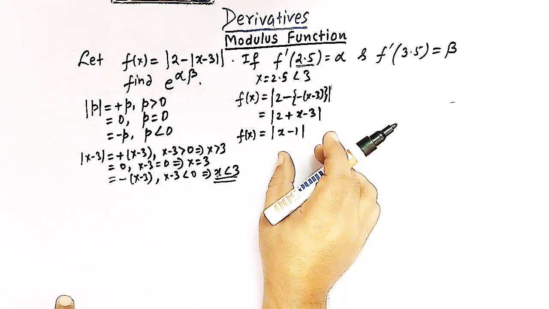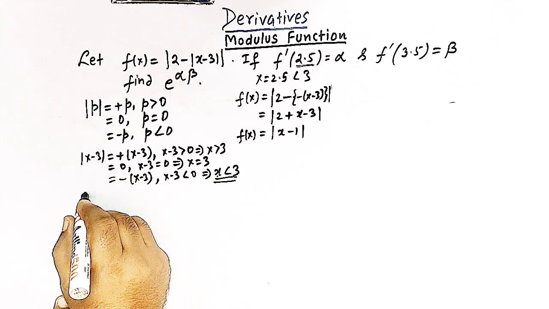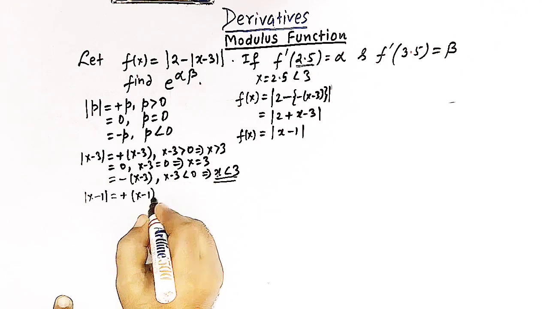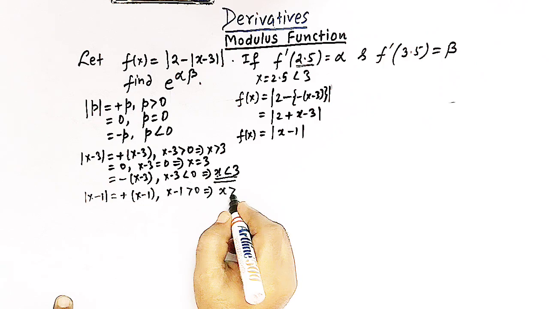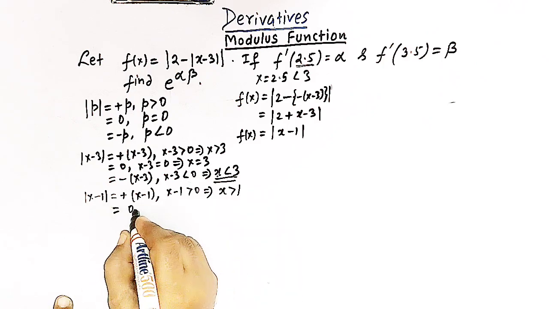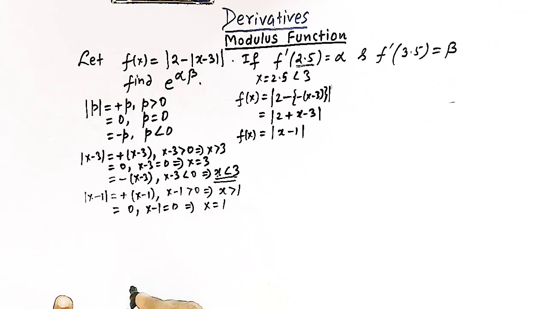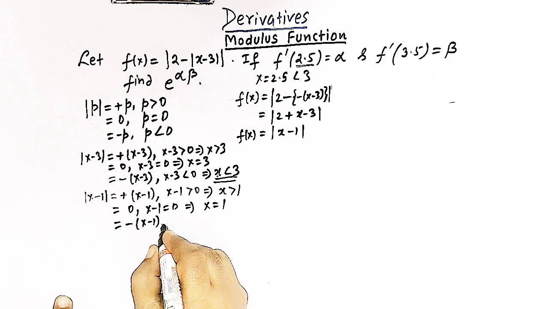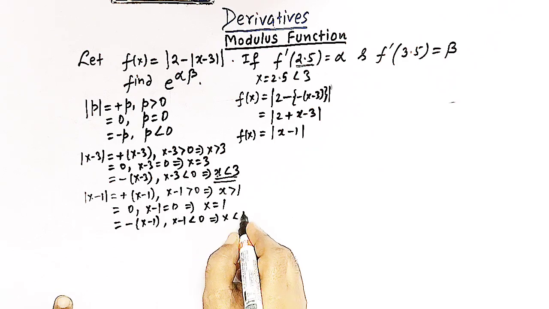Okay, now let us again define mod of x minus 1 with the help of this definition. So here we can write mod of x minus 1 is equal to positive x minus 1 whenever x minus 1 is greater than 0, that is x is greater than 1, and mod of x minus 1 is 0 when x minus 1 is equal to 0, which implies x is equal to 1. And here mod of x minus 1 is negative of x minus 1 whenever x minus 1 is less than 0, and it implies x is less than 1.